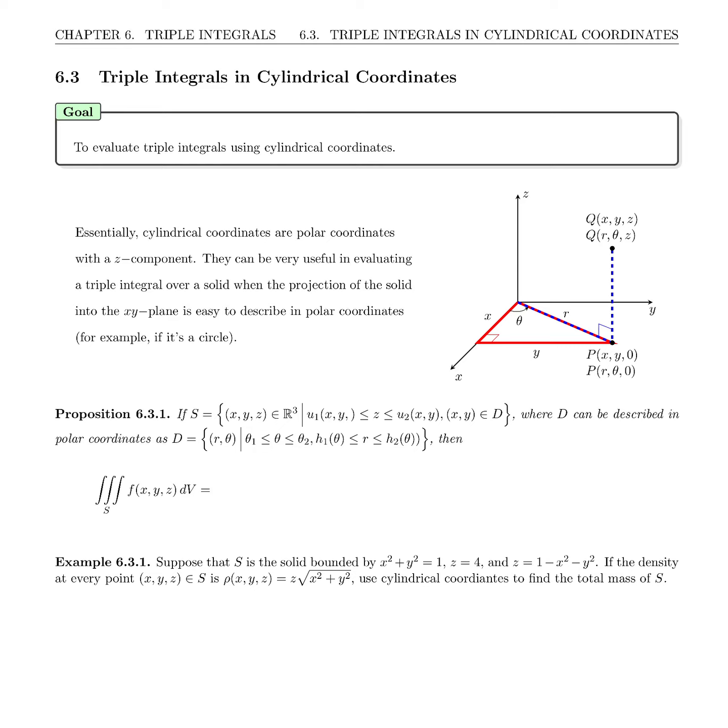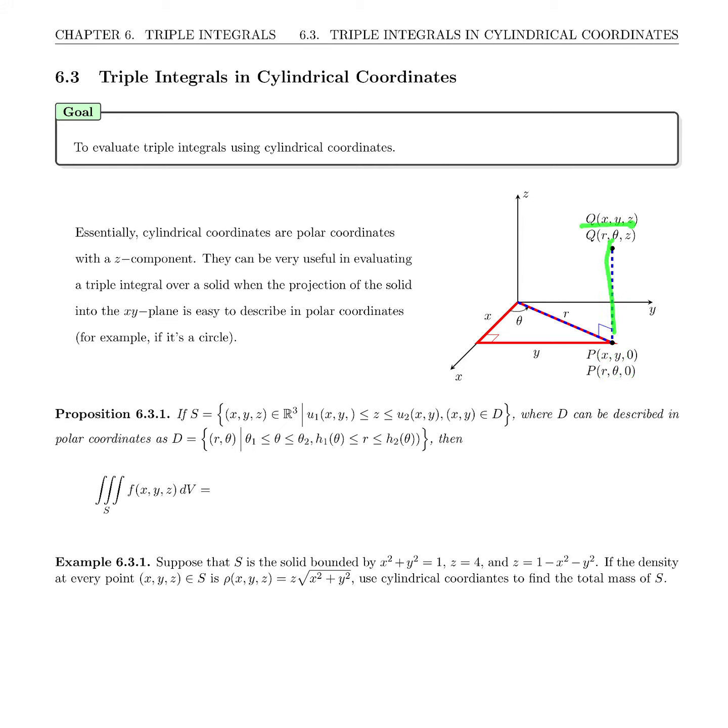So what do I mean by polar coordinates with a z component? Well, any point in the plane we know has an xy component and can also be described in terms of the angle theta it makes with the x-axis and r. So our point P here in the xy plane could be (x, y, 0) or it could be (r, theta, 0).